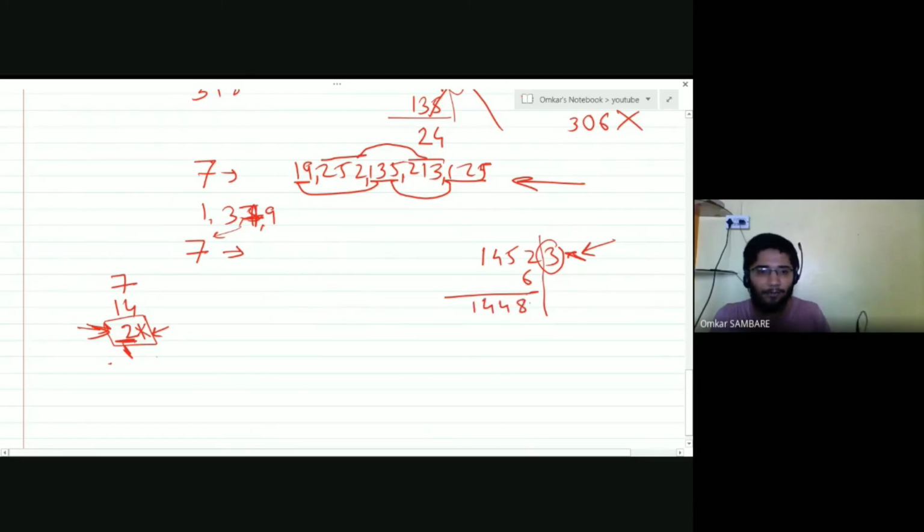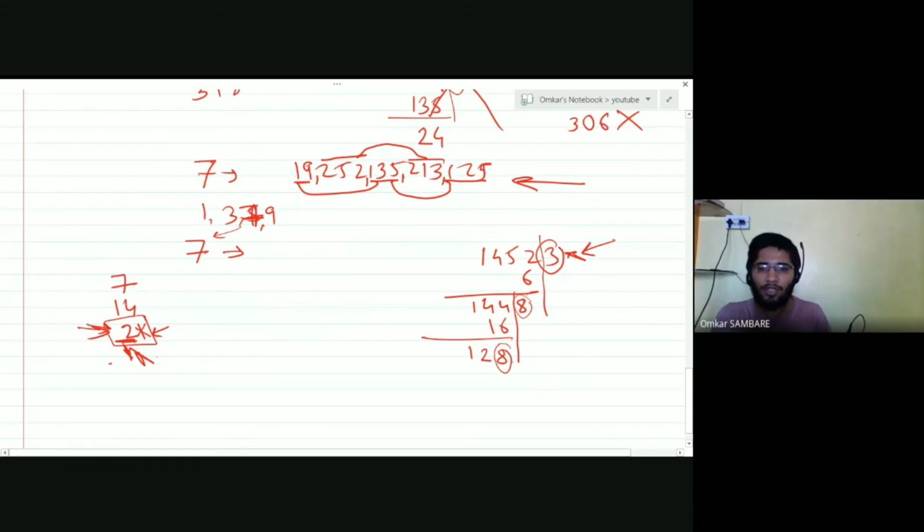Then again take the last digit, multiply it by 2. 8 into 2 is 16. Subtract from the remaining number, so it will be 128. Then again take the last digit, multiply it by 2, but it will give us 16 and the answer will go negative.